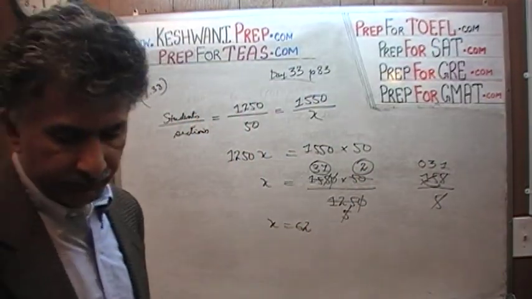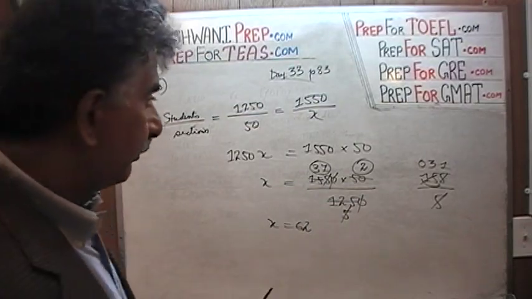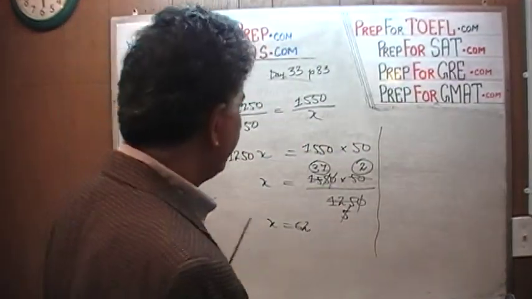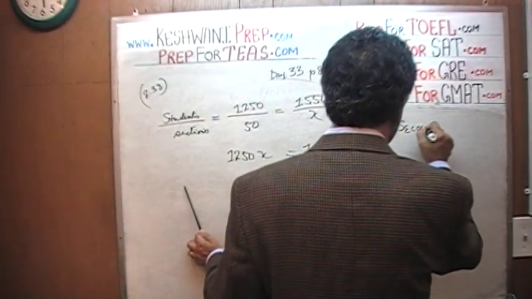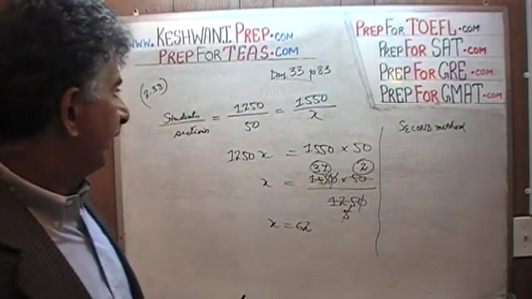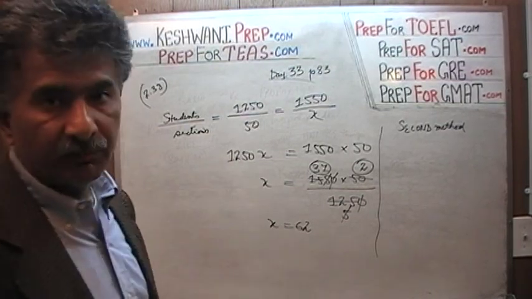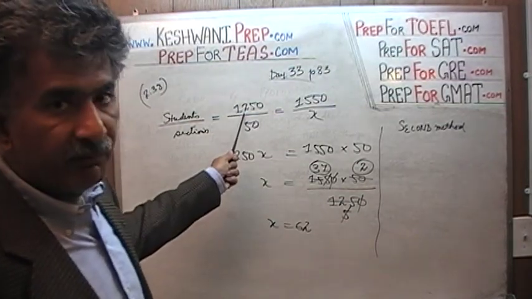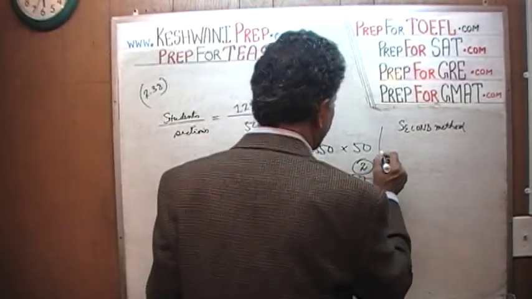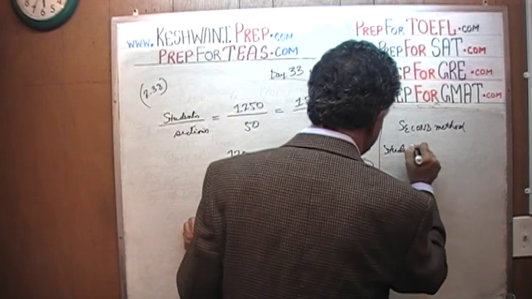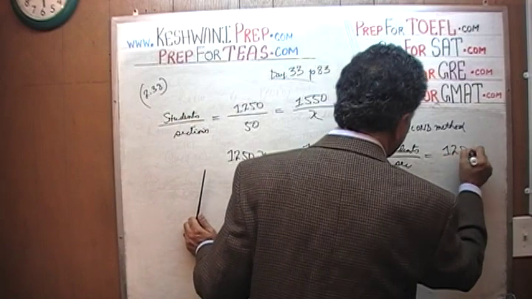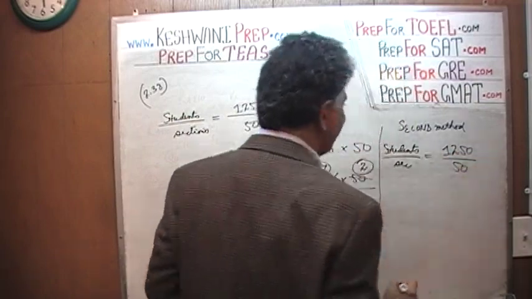So this was one way of doing it. Now I'm going to show you a different way without using the proportion. Let's do it here. The second method would be to first find out how many students per section. We know that they had 1250 students and 50 sections. So here we have students and sections. And we are told we have 1250 students in 50 sections.